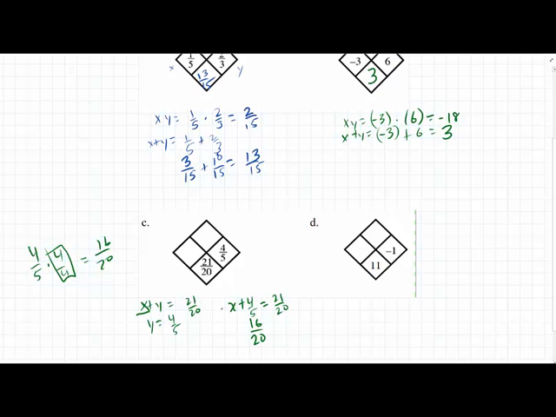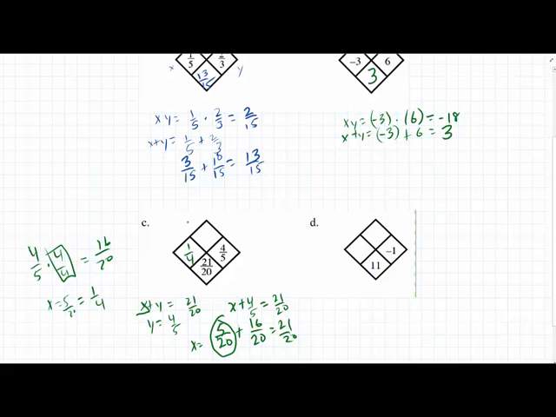16/20, plus x. Well, we really just need to figure out something plus 16 to get 21, right? So we know 21 minus 16 is going to be 5. So if we have 5/20 plus 16/20, that's going to equal 21/20. So this is going to be x. X is 5/20. And we could actually simplify that to 1/4.